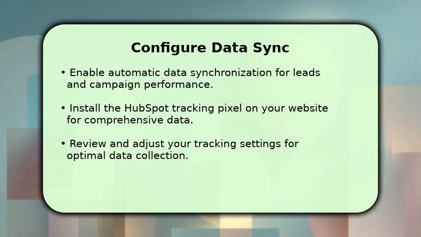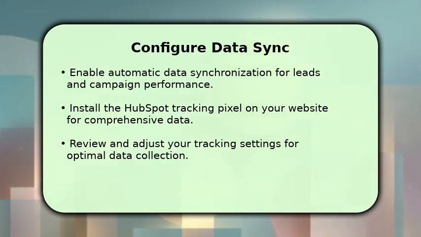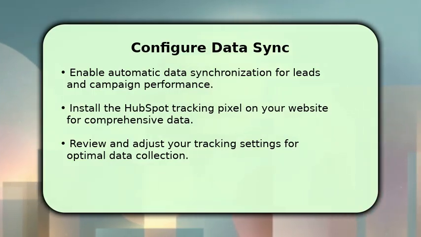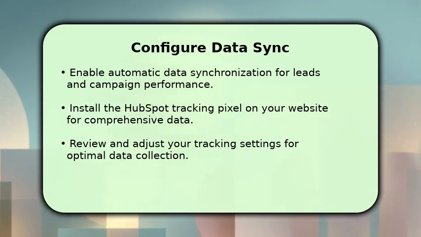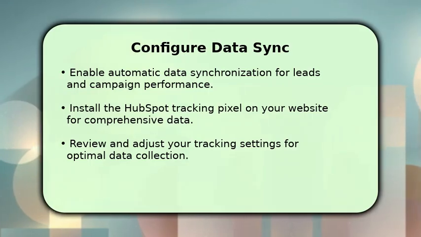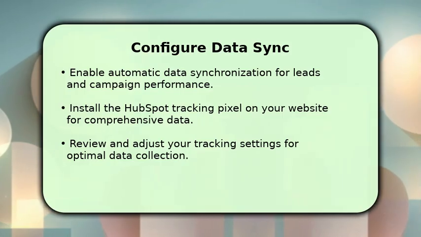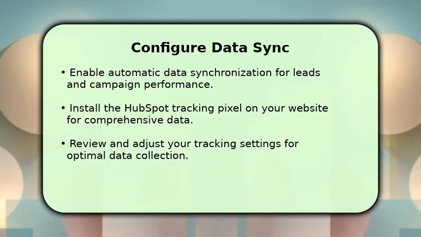With your accounts connected, configure the data synchronization settings. Enable automatic sync for leads and campaign performance metrics to flow seamlessly into HubSpot. Next, ensure the HubSpot tracking pixel is correctly installed on your website. This pixel is vital for capturing detailed visitor behavior and attributing conversions accurately. Take a moment to review and adjust these tracking settings for the best results.